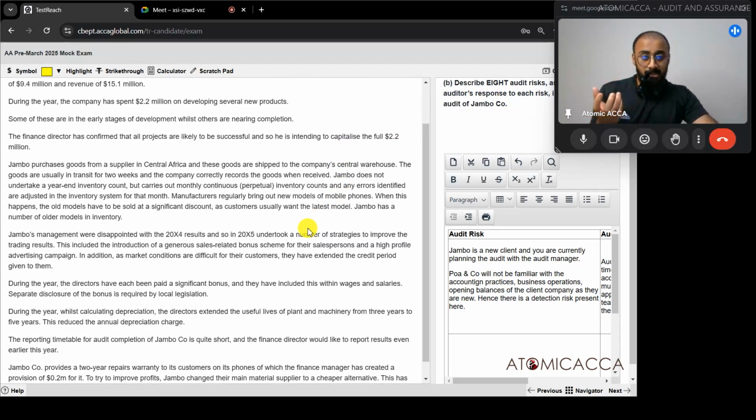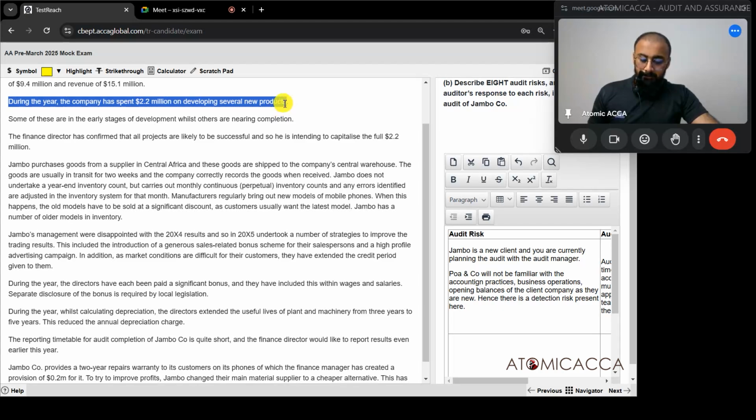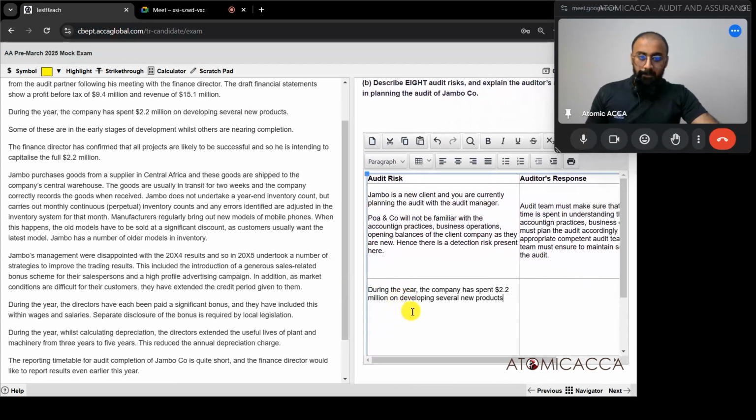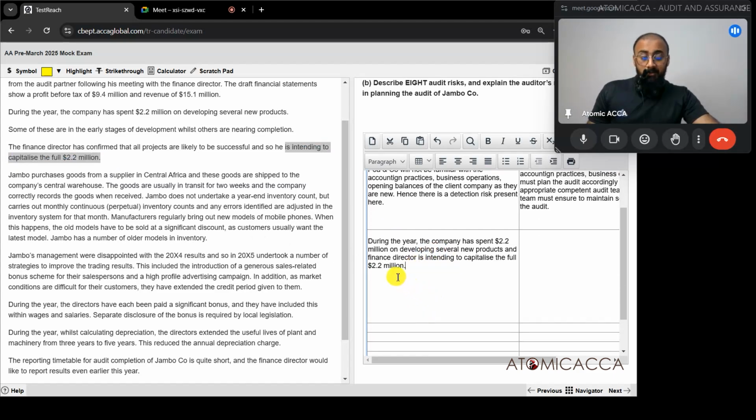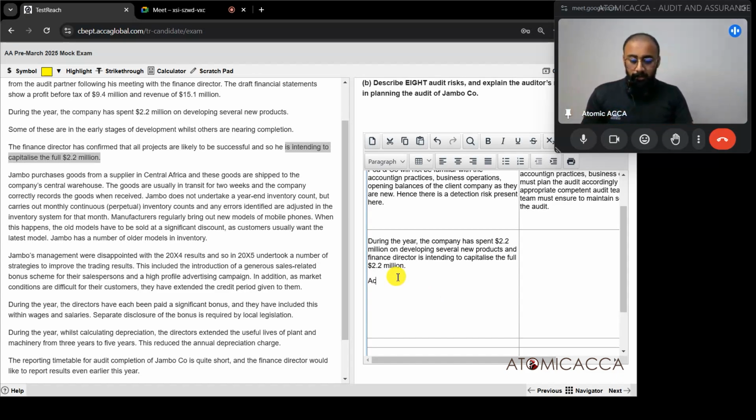Development product, intangible assets. So we're going to copy paste the idea: company spent 2.2 million and finance director is intending to capitalize the full 2.2 million. So when you're copy pasting, no need to copy paste the entire paragraph as such. Just copy paste the idea, just to show that okay, this is the reference point we are bringing from the case study. Now, what is the problem here?